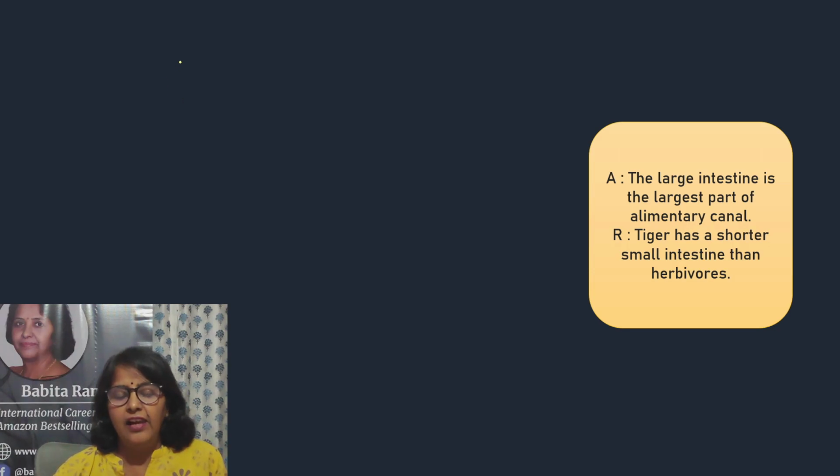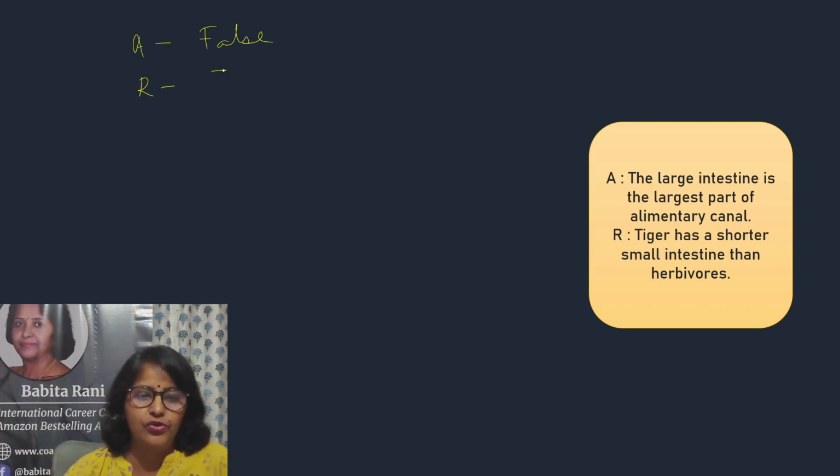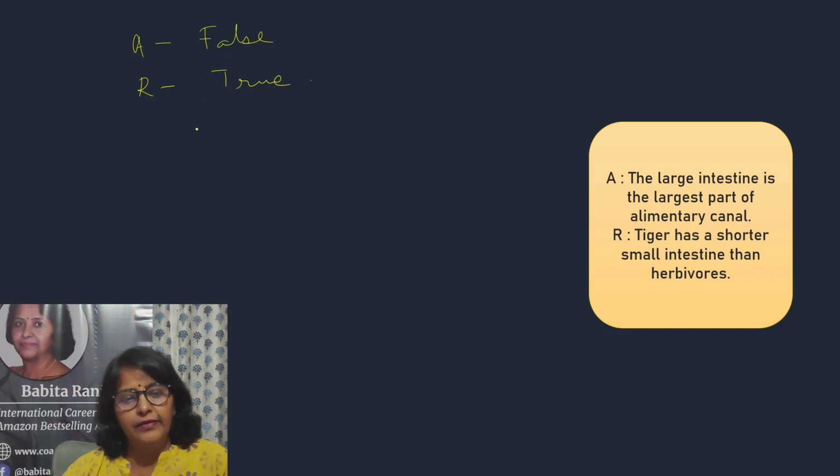Next is, large intestine is the largest part of alimentary canal. This is false because small intestine is the largest part of alimentary canal. Reason, tiger has a shorter small intestine than herbivores. This is true. So answer is D. But let me change the statement of assertion this time.